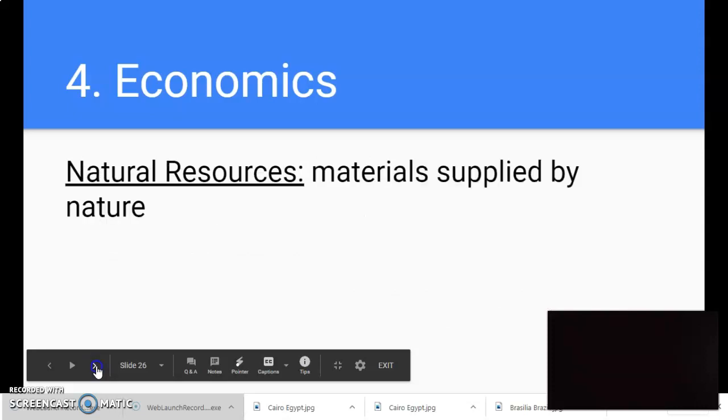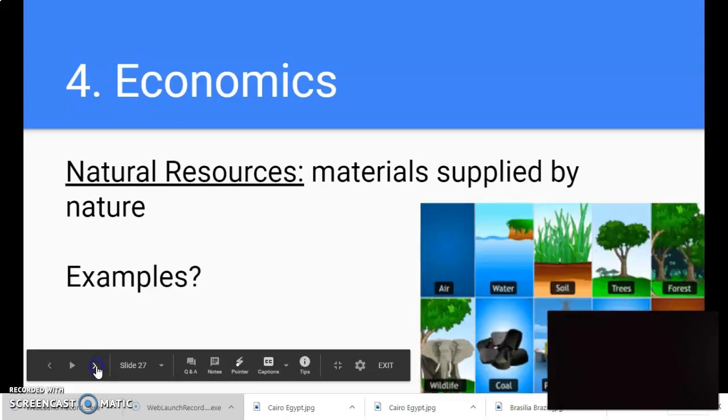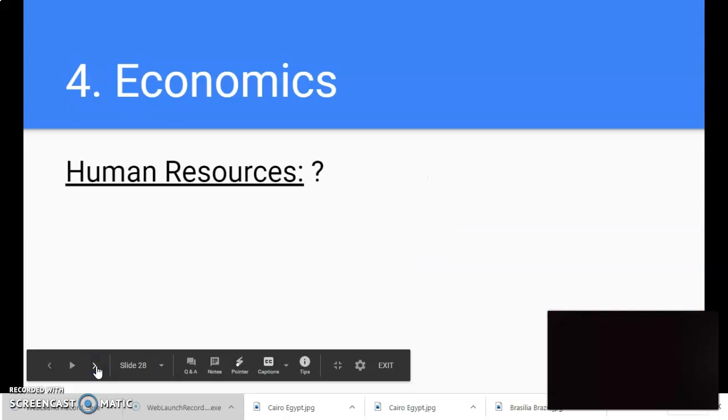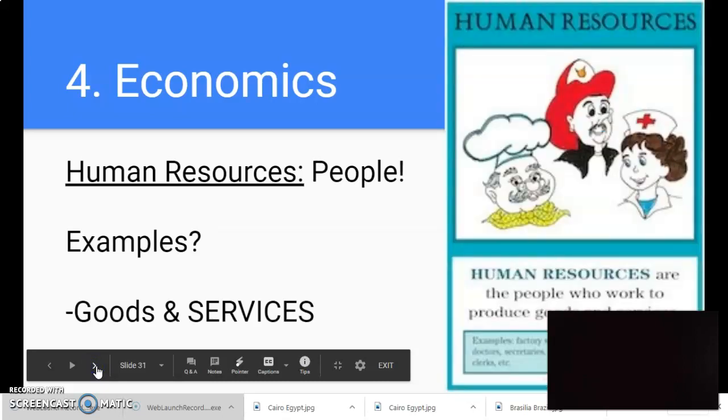Natural resources. Materials supplied by nature. Examples: air, water, soil, trees, forests, wildlife, coal, petroleum, natural gas, and minerals. Human resources. People. Examples: firefighters, nurses, doctors, chefs, teachers, and the list goes on and on.